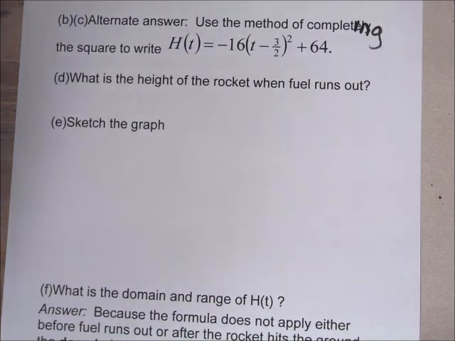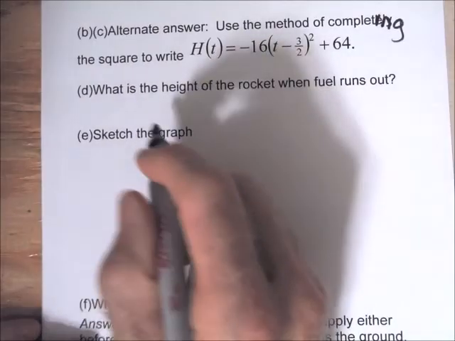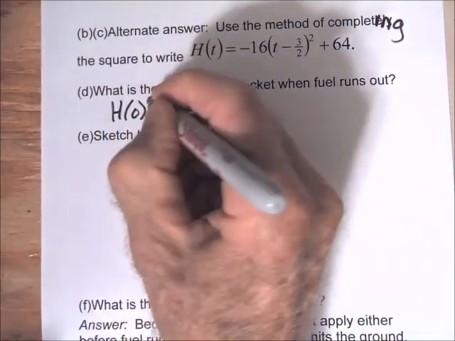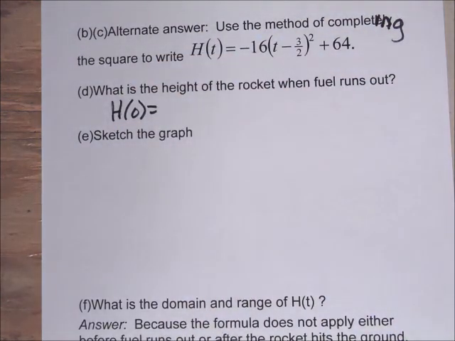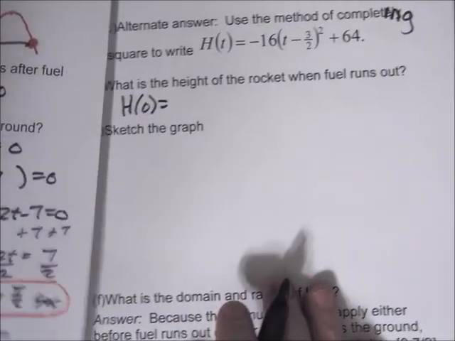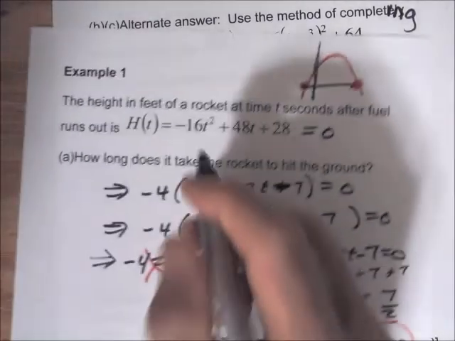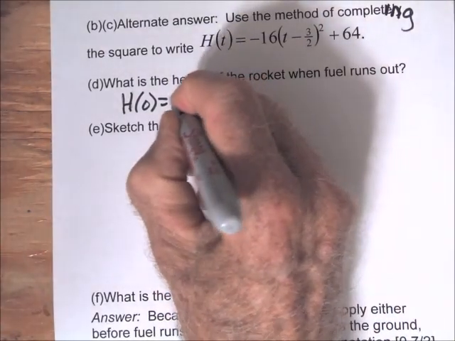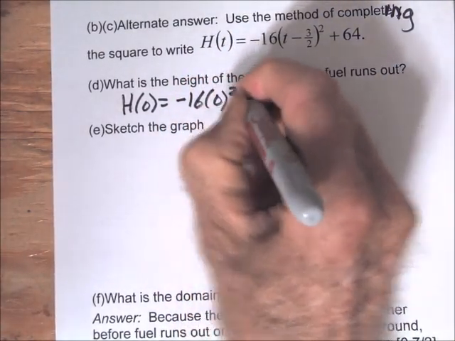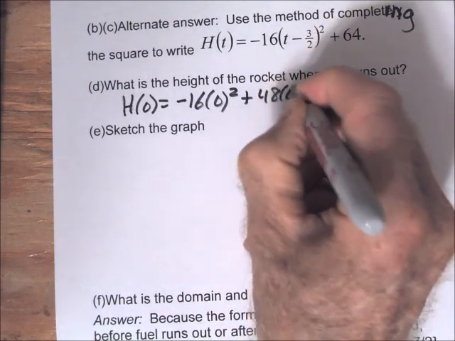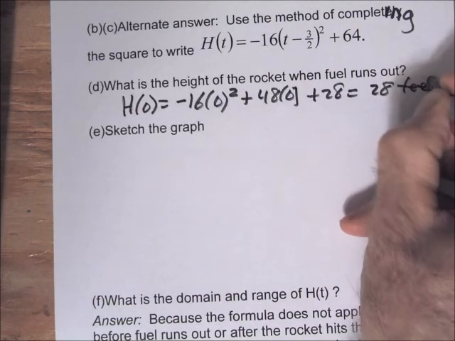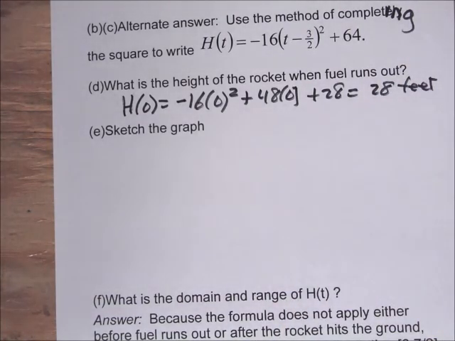The height of the rocket when the fuel runs out would be the height at time 0, h of 0. The original formula is probably the easiest one to use for h of 0. Use this formula here, just replace t by 0, and get minus 16 times 0 squared plus 48 times 0 plus 28, which would be 28 feet. So at the time the fuel runs out, the rocket is 28 feet in the air.